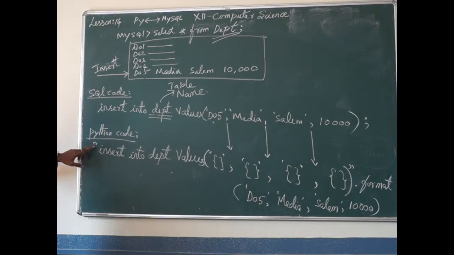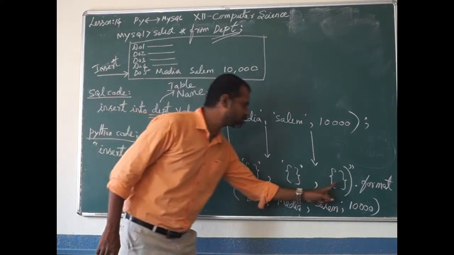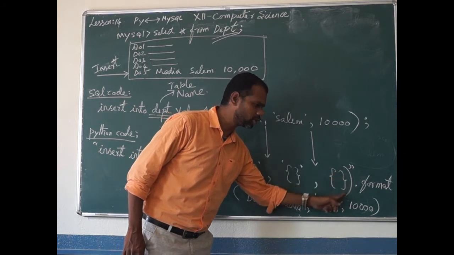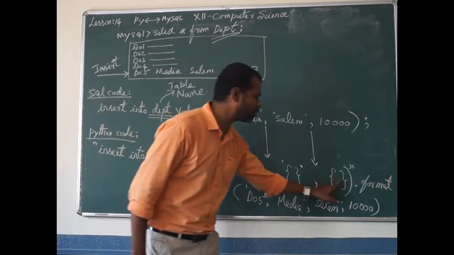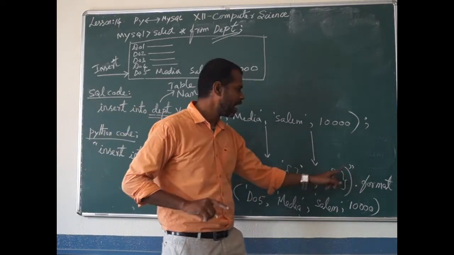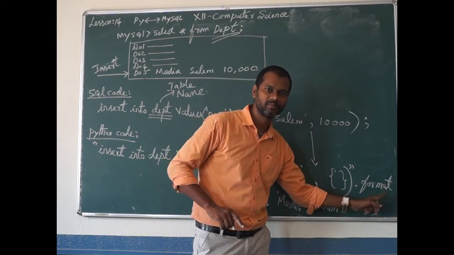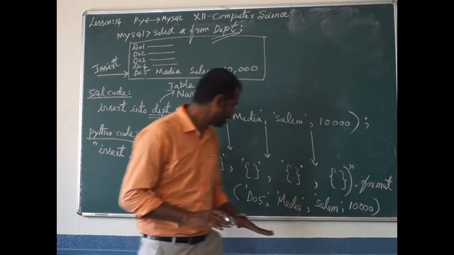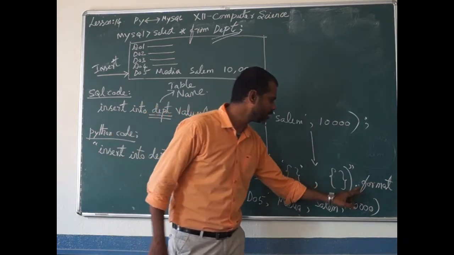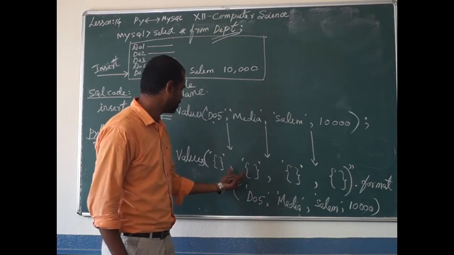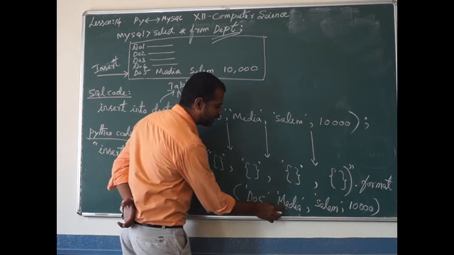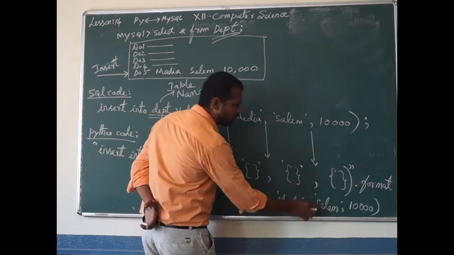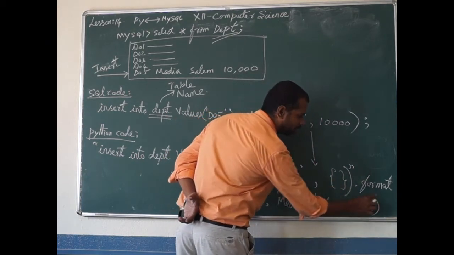Fine. Then while starting you have to give the double quotes, and after this flower bracket you are closing now, immediately you have to close the double quotes. Clear? Okay. After this double quotes you have to do dot format. Why do we give dot format? Because we have to use these values now. Then for this one we are giving D05. For this flower bracket we are giving media. For this flower bracket we are giving Salem. For this normal bracket we are giving 10,000 and then close the bracket.